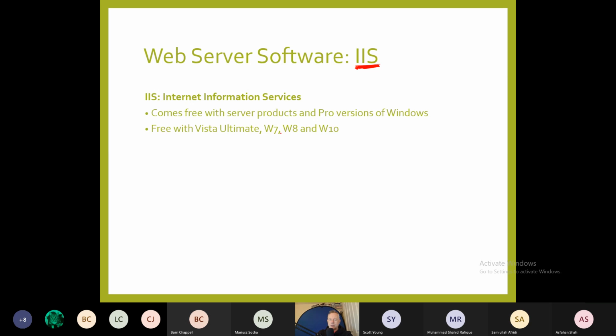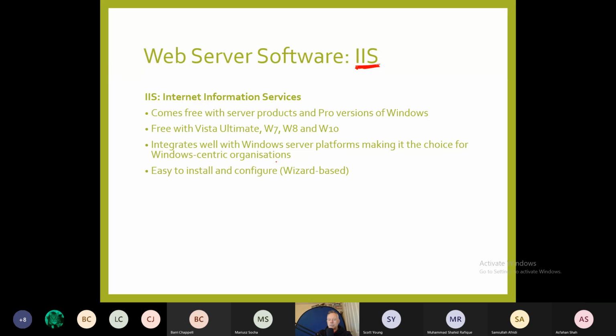It's free with Vista Ultimate, Windows 7, Windows 8, and Windows 10. It integrates well with Windows Server platforms, obviously, because it's a Windows product. So it makes it the choice for Windows-centric organizations. If everything in your organization is Windows, then why would you go install Apache? That wouldn't make any sense. You just install the web server that's designed for the network that you're using. It's easy to install and configure, wizard-based, so it's simple stuff.